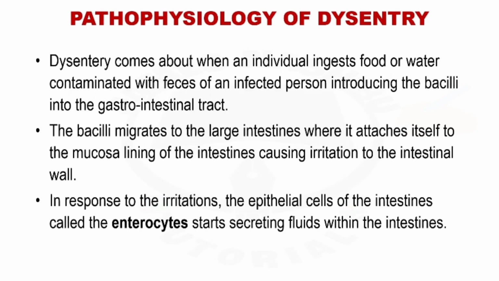So, dysentery comes about when an individual eats food or drinks water contaminated with feces of an infected person, introducing the bacilli. So the bacilli, we mean it can either be Entamoeba histolytica or Shigella, into the gastrointestinal tract. Once one of those is introduced into the GIT, these bacilli migrate to the large intestines, because the target of these bacilli is the large intestines. They attach themselves to the mucosal lining of the intestine and start causing irritation to the intestinal wall.